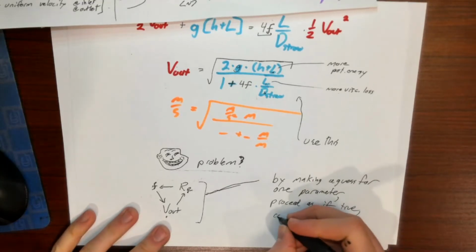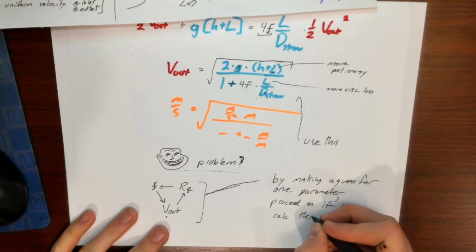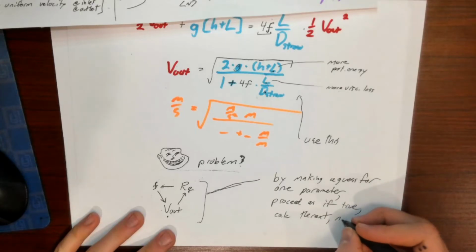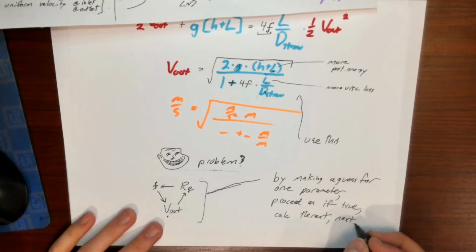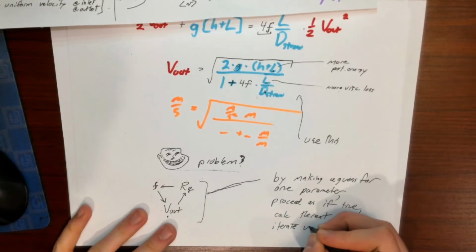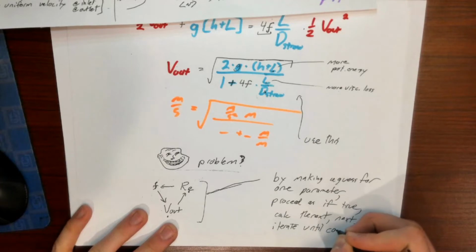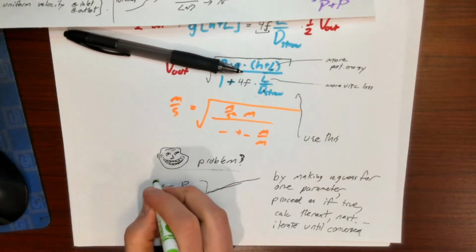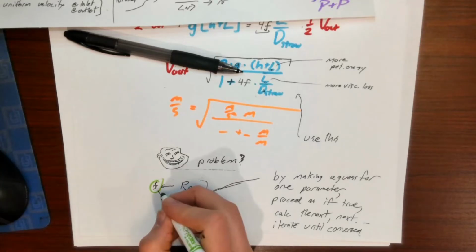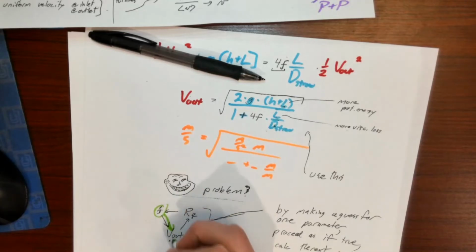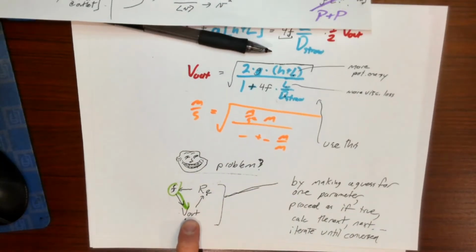Calculate the next one, and so forth, and iterate until converged. So what does that mean? Our plan is we're actually going to make a guess about f right here. We're going to plug that into this equation to get a temporary guess for what Vout is.